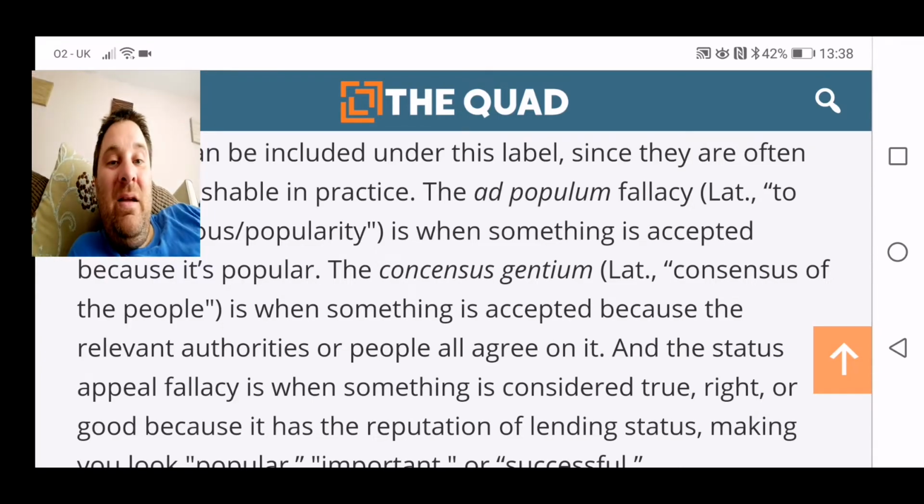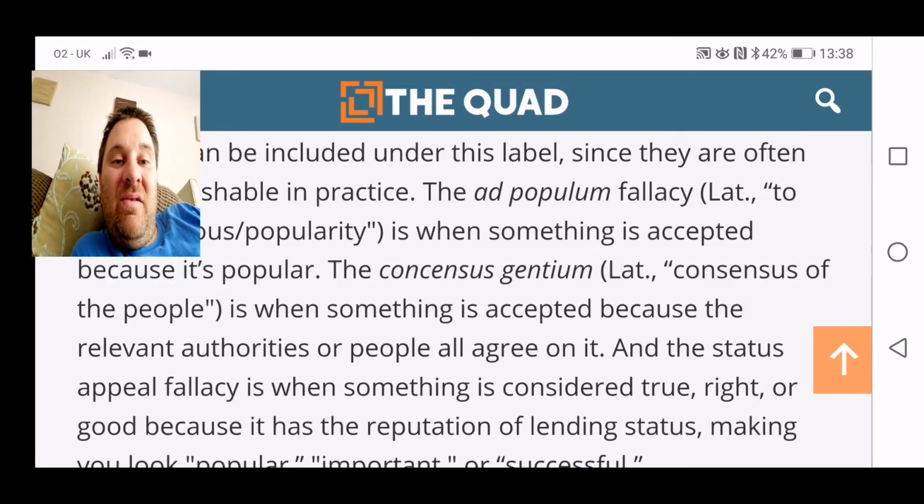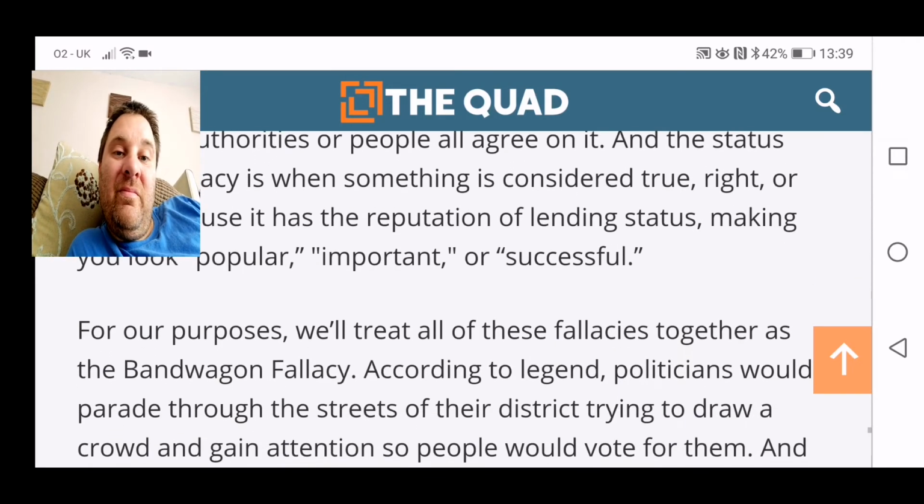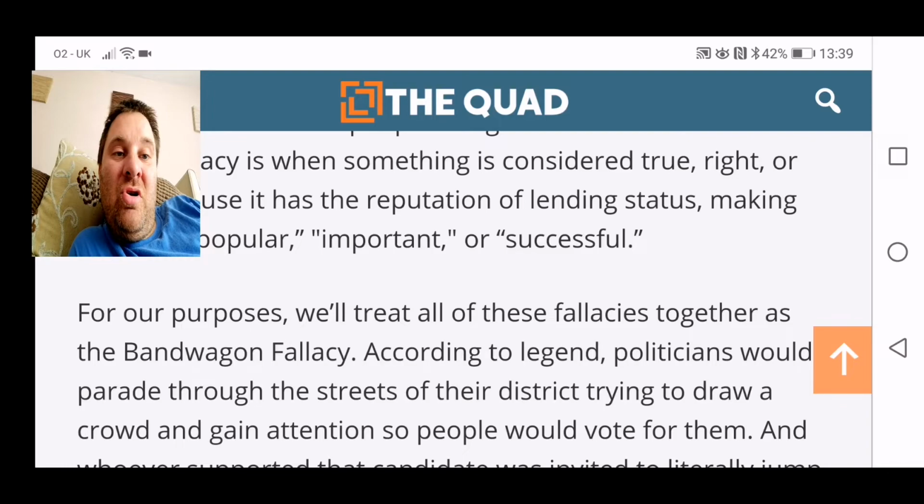Yeah? And the status appeal fallacy is when something is considered true, right or good because it has the reputation of lending status, making you look popular, important or successful. For our purposes, we'll treat all of these fallacies together as the bandwagon fallacy.